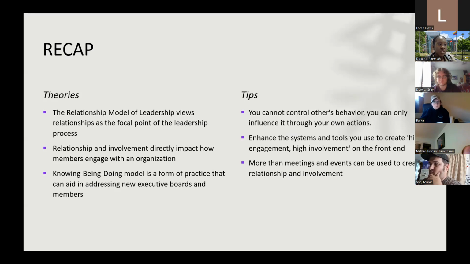And then the knowing, being, and doing model is a form of practice that can aid in addressing new executive boards and members. So you all are relatively new to each other, right? You may have seen each other or developed close bonds in previous semesters with your fellow executive board, but realistically, taking on an organization is a responsibility that may be new to at least one of you. And so really having the idea of knowing yourself, knowing your organization, knowing that others have different views, intentionally having that conversation about it, being, right?